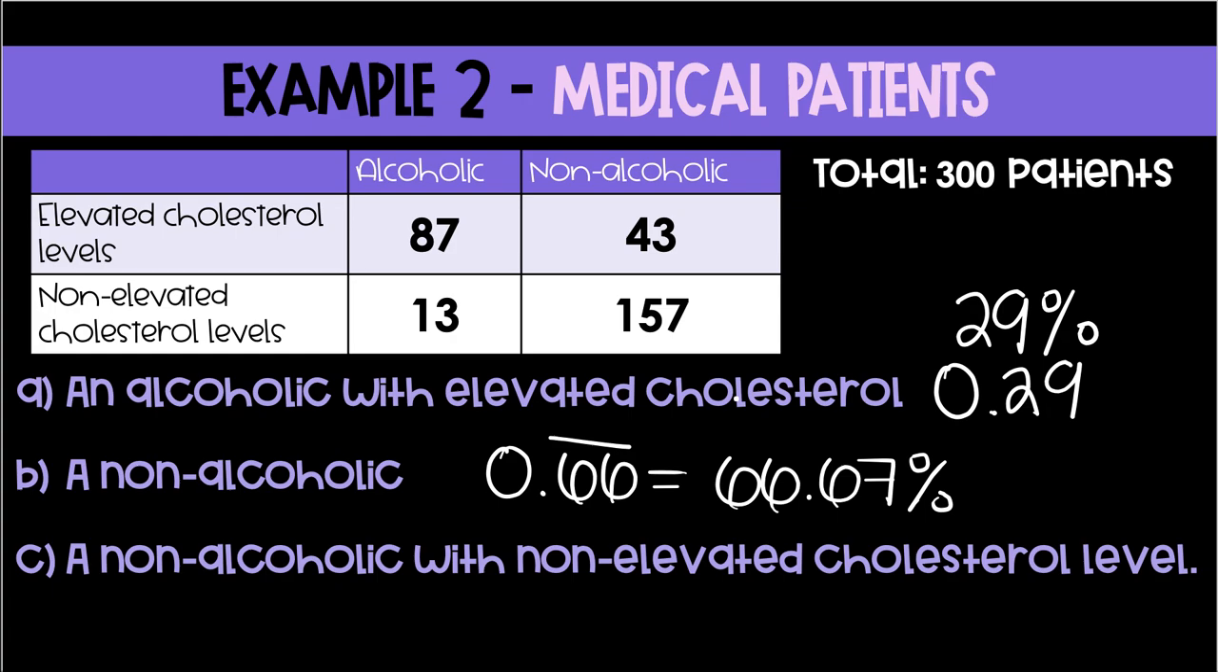The probability of finding a non-alcoholic patient with non-elevated cholesterol level will be 157 out of those 300, which again, it looks like it's going to be close to 50 because half of 300 is 150. What I want divided by what I can get, 52.33% is what I got. And it keeps on going to 33.